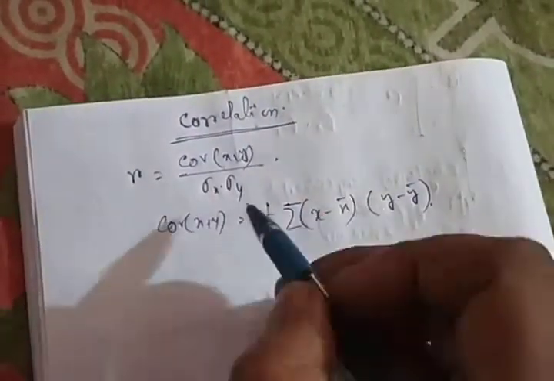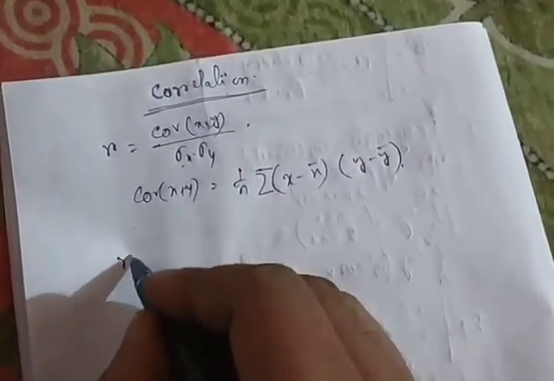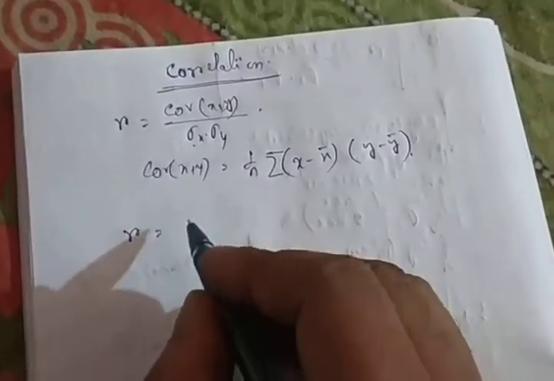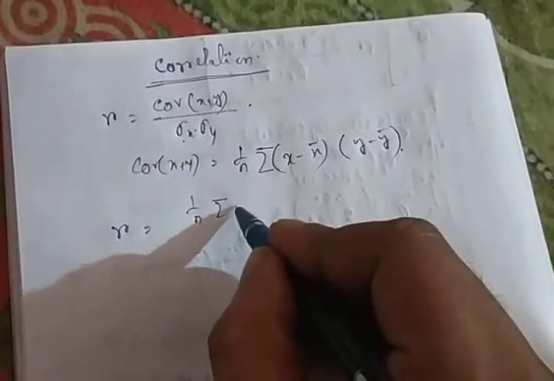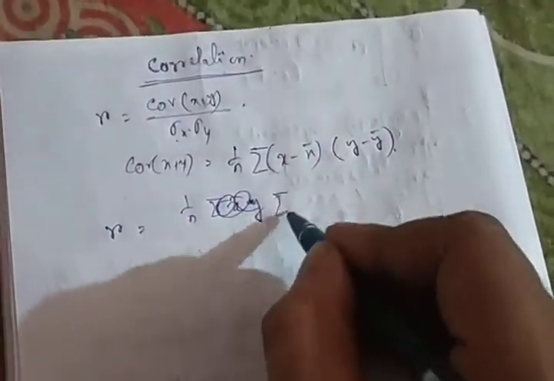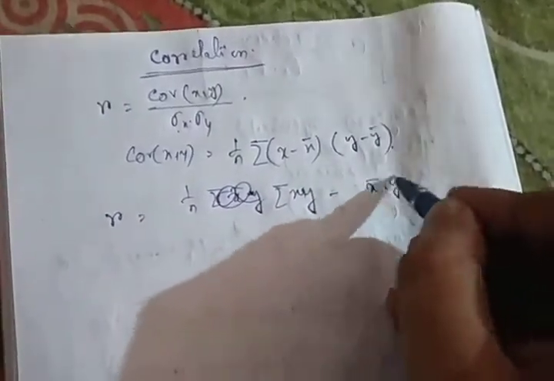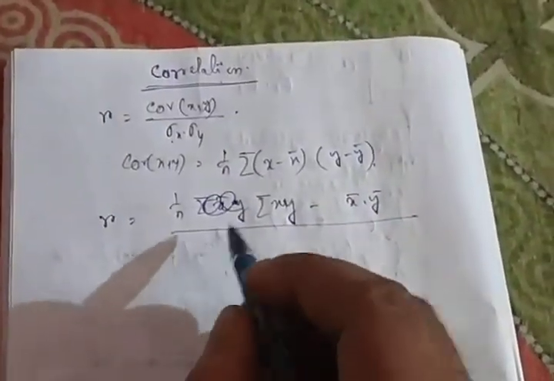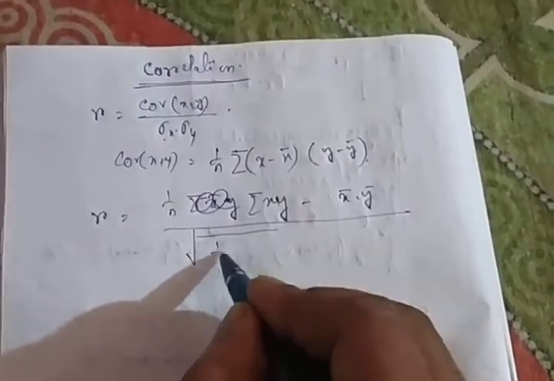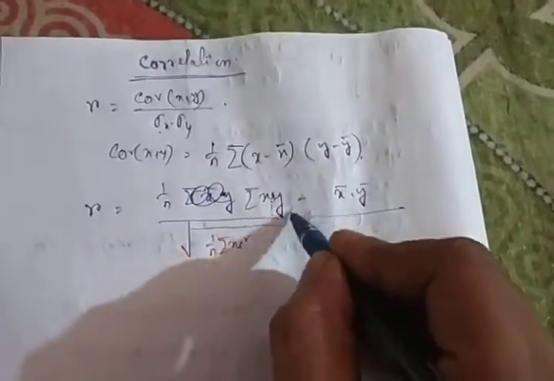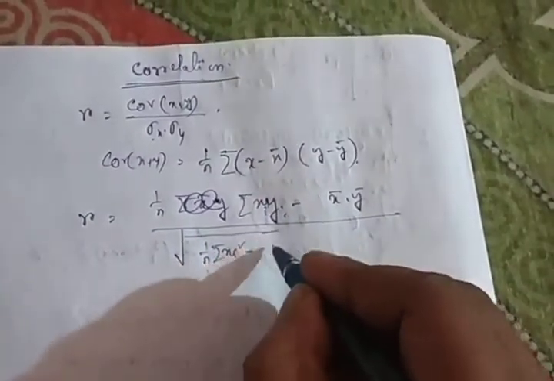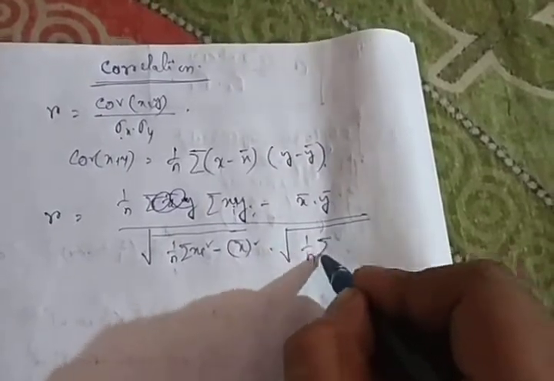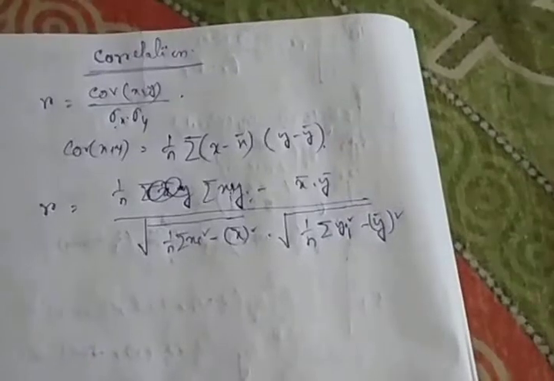Now after putting the formulas for sigma x and sigma y, we have a calculative formula to evaluate the correlation coefficient, which is R equals 1 by n summation xy minus x bar into y bar, divided by, after expanding all those summations, root under 1 by n summation xi square minus x bar square, into root under 1 by n summation yi square minus y bar whole square, right?